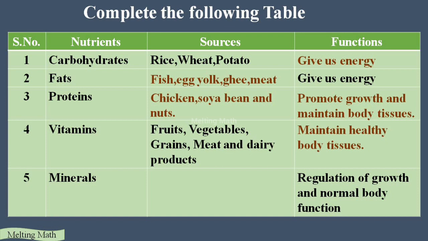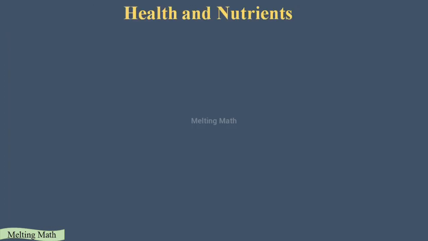Okay, next, the final one is minerals. The sources of minerals are what? Sorry, the sources of minerals are pulses, egg, milk, fruits and leafy vegetables. Okay, and its function is regulation of growth and normal body functions of human beings. Okay, that's it, we completed it. Next, we are going to see about health and nutrients.